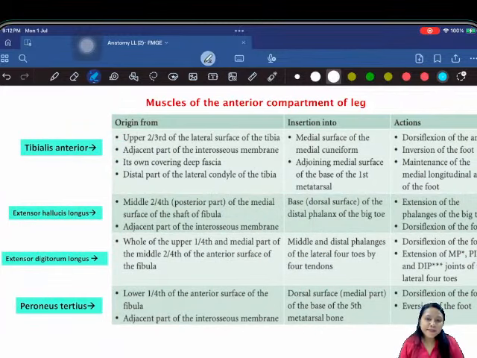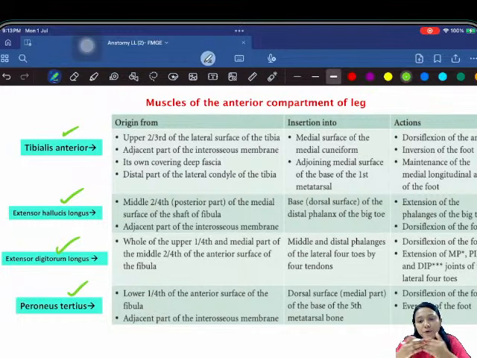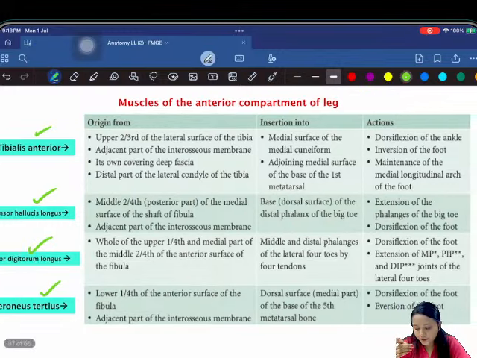Okay, so we have ended the medial compartment of the leg. Now we are proceeding towards the anterior compartment of the leg. Now in the anterior compartment, you have the tibialis anterior, the extensor hallucis longus, the extensor digitorum longus, and the peroneus tertius. Now I told you that the anterior compartment is the extensor compartment and the posterior compartment is the flexor compartment. So that is why the names themselves say extensor digitorum, extensor hallucis, peroneus tertius, and tibialis anterior, because it is in the anterior compartment.